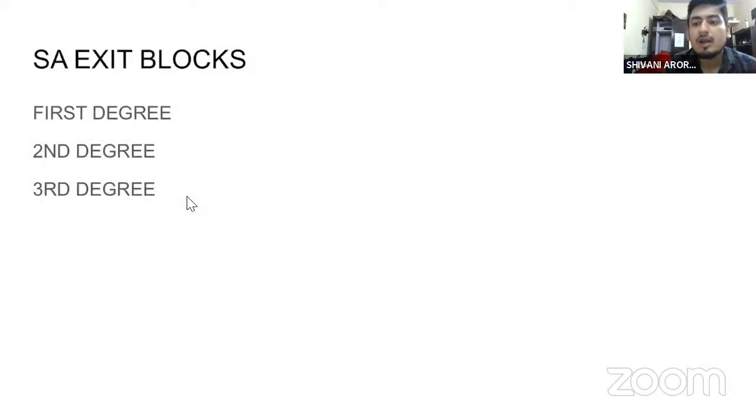Now SA exit blocks. SA exit blocks are also a presentation of sinus node dysfunction, and we have three types of SA exit blocks. They are the same as AV nodal blocks. So we have first degree SA exit block, second degree SA exit block, and third degree SA exit block. And again, as in the AV node, the second degree SA exit block is of two types, that is type 1 and type 2. So what is first degree SA exit block? Basically in first degree SA exit block, there would be a delay in firing of the SA node.